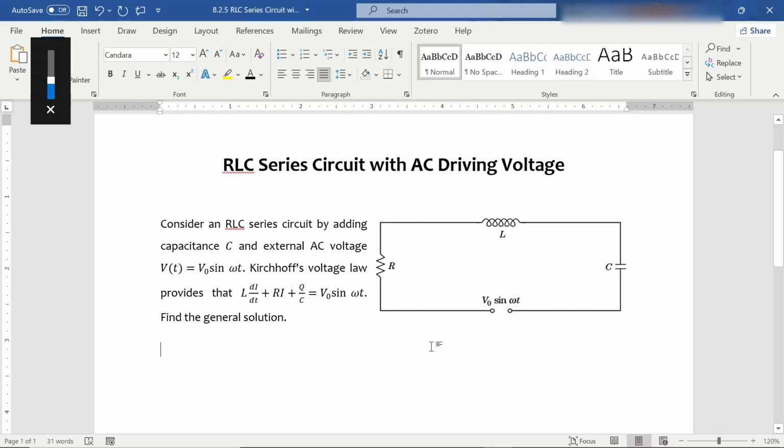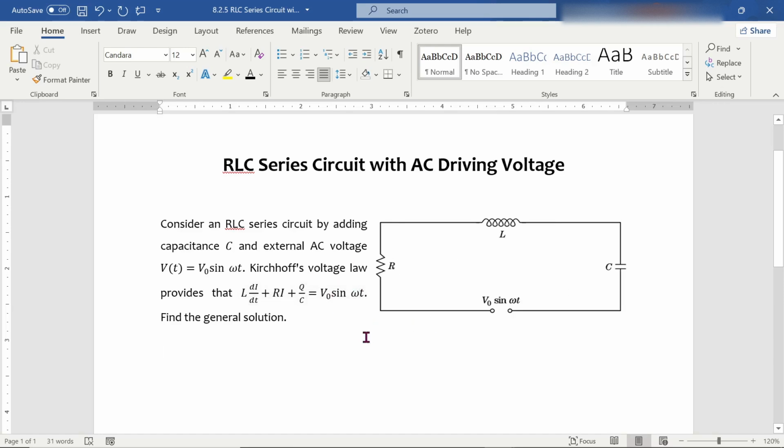Hello everyone. So this is a mathematical physics problem which is quite interesting because it includes the finding of the general solution of an ordinary differential equation. So this is actually an RLC series circuit with AC driving voltage, or the resistor, inductor, capacitor series circuit. And the circuit is given by this figure.